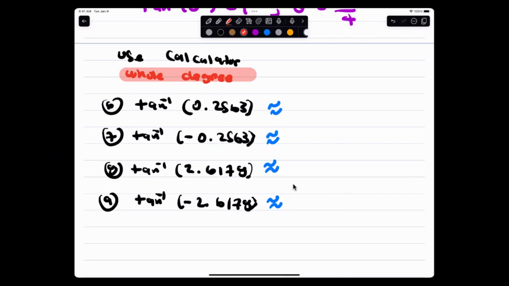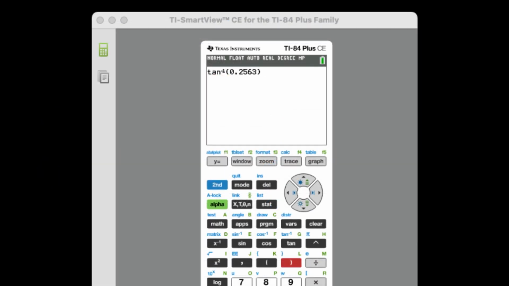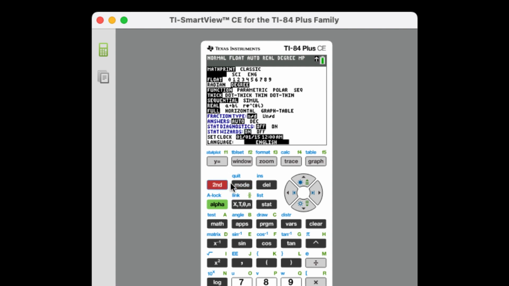So you might say, what did I just do? I'm using inverse tangent, and I entered this, what? This value, okay? So now I hit enter, and this is 14.375. So remember, this is in degrees. Is it? Well, how do we know? Let's double check. You go hit mode. Yes, it's in degrees.